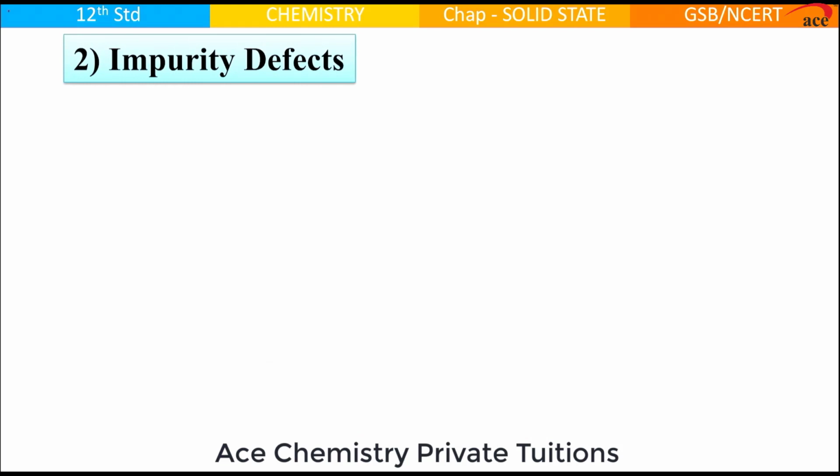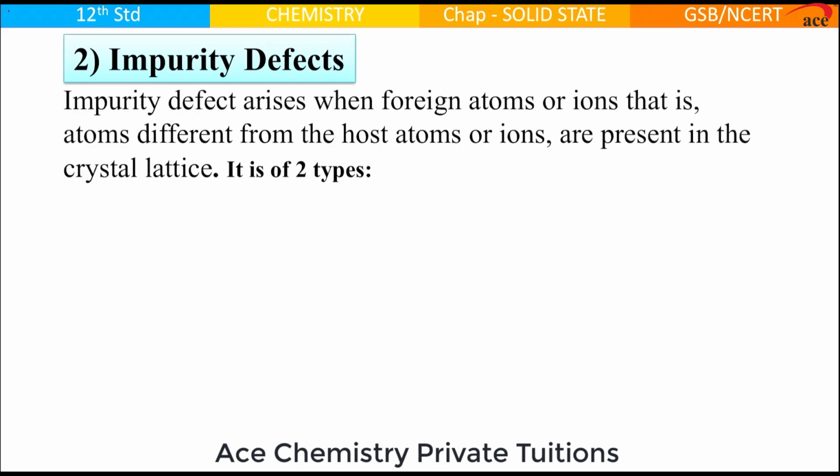Student friends, we come to the second type of defects under the category of point defects. We have already learned stoichiometry defects under point defects. Now, we come to the second category called impurity defect. From the name, it's clear: impurity. That means a foreign atom or an ion is added, which is different from the host atoms or ions. Such a type of defect is called impurity defect.